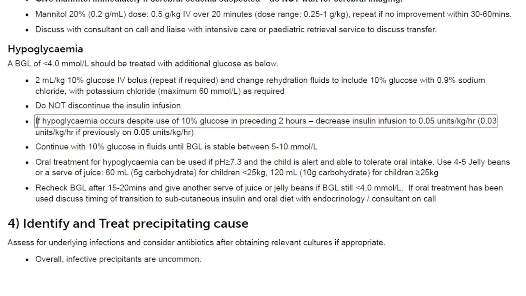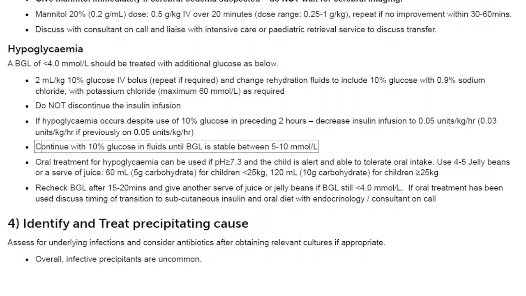If hypoglycemia occurs despite use of 10% glucose in the preceding 2 hours, decrease insulin infusion to 0.05 units/kg/hr, or 0.03 units/kg/hr if previously on 0.05 units/kg/hr. Continue with 10% glucose in fluids until BGL is stable between 5 to 10 mmol/L.